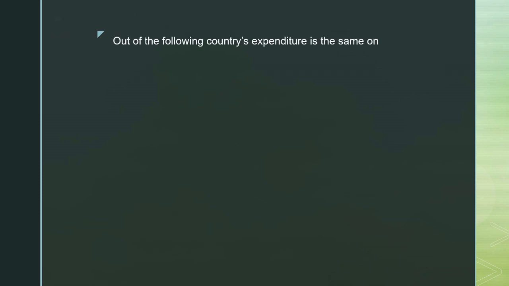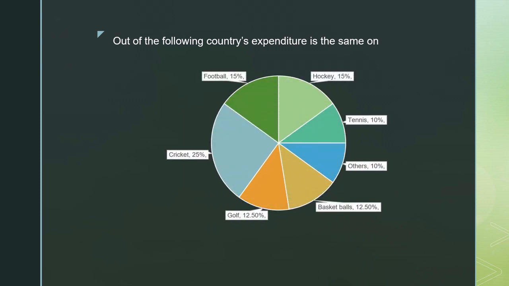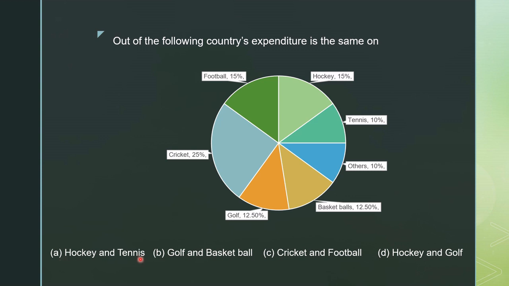Our next question is, out of the following countries, expenditure is the same on which game? Here is the pie chart. Football 15%, hockey 15%, tennis 10%, others 10%, basketball 12.5%, golf 12.5%, cricket 25%. And the options are hockey and tennis.